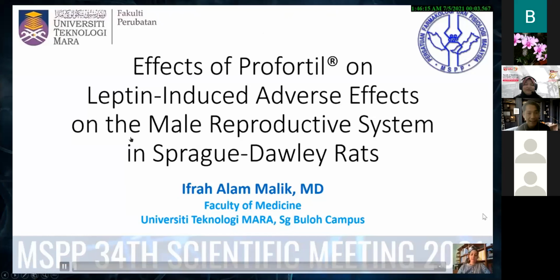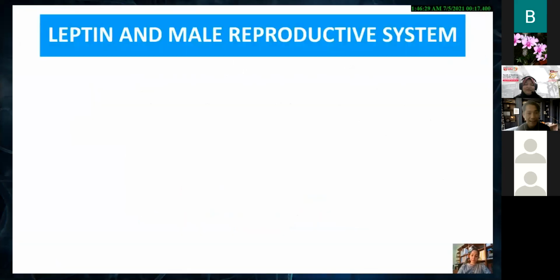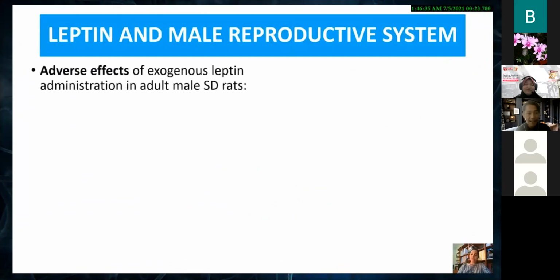I am Dr. Ifrah Malik, a PhD student with the Faculty of Medicine, UiTM. I am currently researching the effects of Profotil on leptin-induced adverse effects on the male reproductive system in Sprague-Dawley rats. Leptin is a cytokine hormone produced by the white adipose tissue. Though physiologically it has an important role in the male reproductive system, excess levels of leptin may have a detrimental effect.